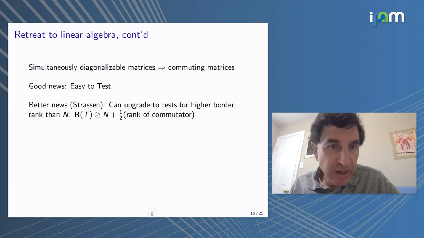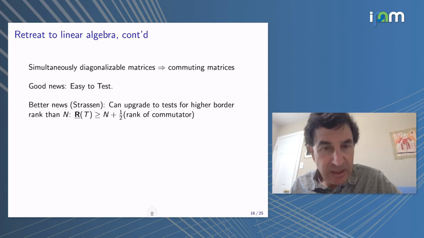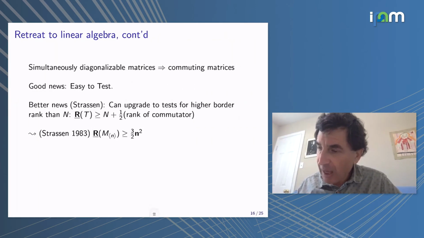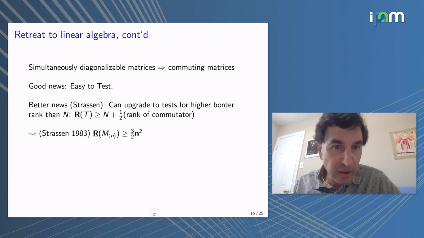Namely, the border rank of your tensor is at least n plus the rank of whatever that commutator is. And using that, he was able to prove the first non-trivial lower bound for the border rank of the matrix multiplication tensor in 1983. Questions?